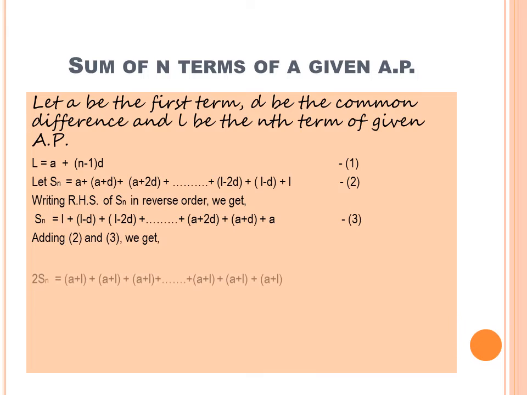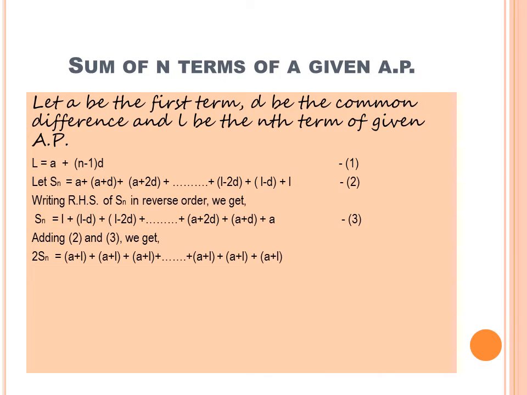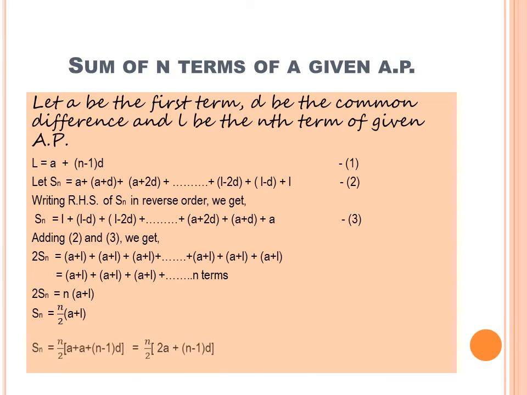Adding 2 and 3, we get 2Sn is equal to a plus L plus a plus L plus a plus L, so on till a plus L plus a plus L plus a plus L. So this comes out to a plus L, a plus L, a plus L till n terms. So 2Sn is equal to n into a plus L. So Sn is equal to n by 2 into a plus L.